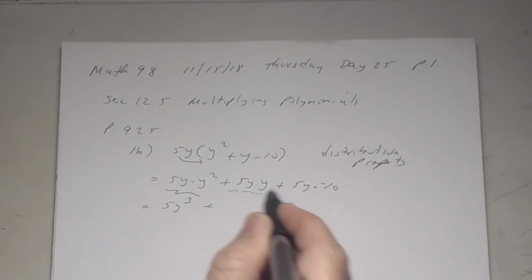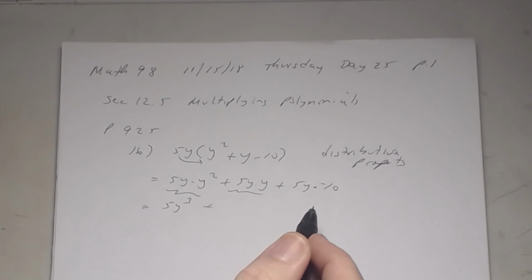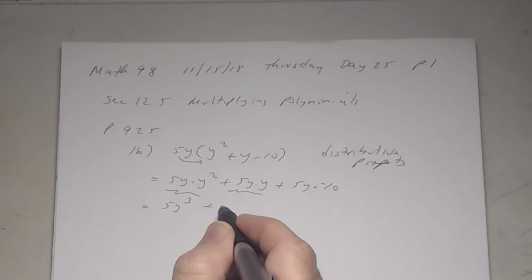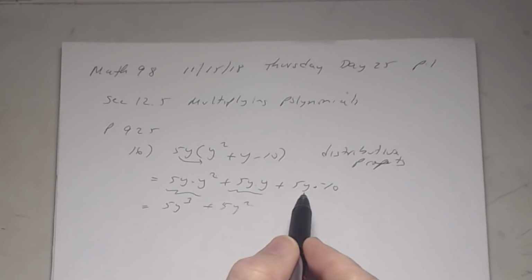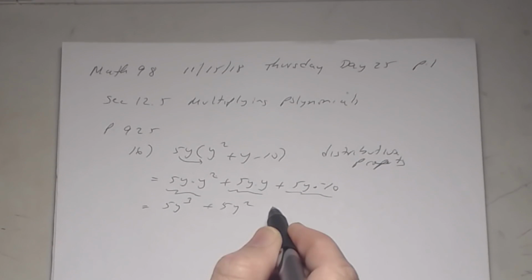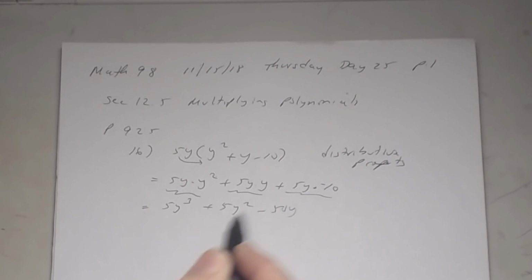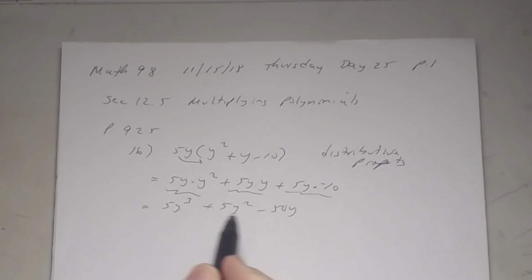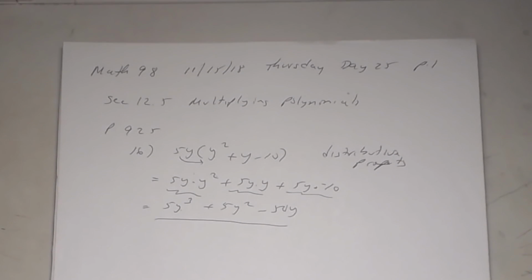All right, what about this one? 5y, a positive 5y times a positive y. 5y squared. All right, over here now, you have 5y times a negative 10, which is what? Negative 50y. Now, can I combine any of these terms that you see here? No. So there's your answer. All right, so that's number 16.